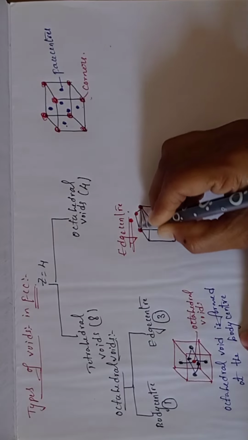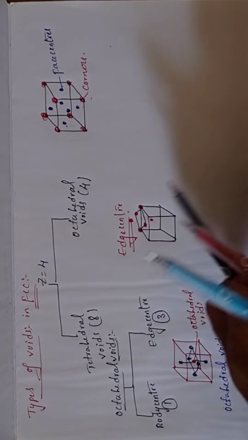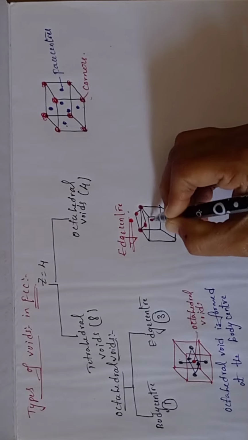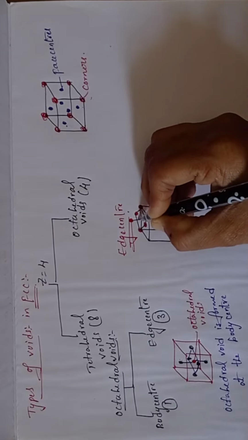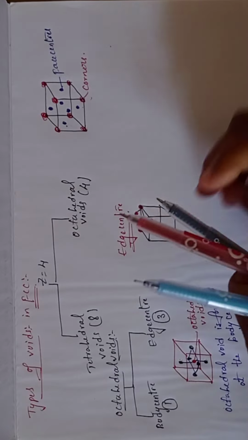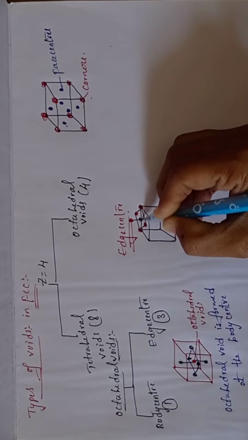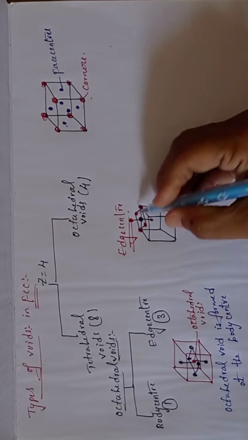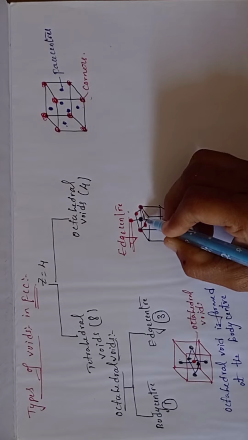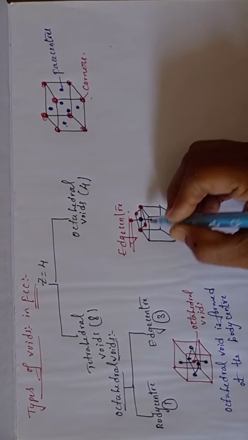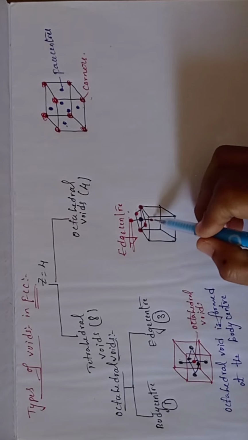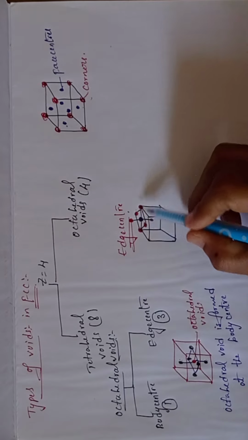these four spheres are in touch with one another, and this one is the top, and this one is the bottom. Correct? Here there is an empty space, here there is an empty space. So this is the empty space, students. This empty space is formed at the edge center. Correct? This is the octahedral void, because the void which is present in between the 6 atoms, this one 6 atoms, and this void is formed at the edge center.